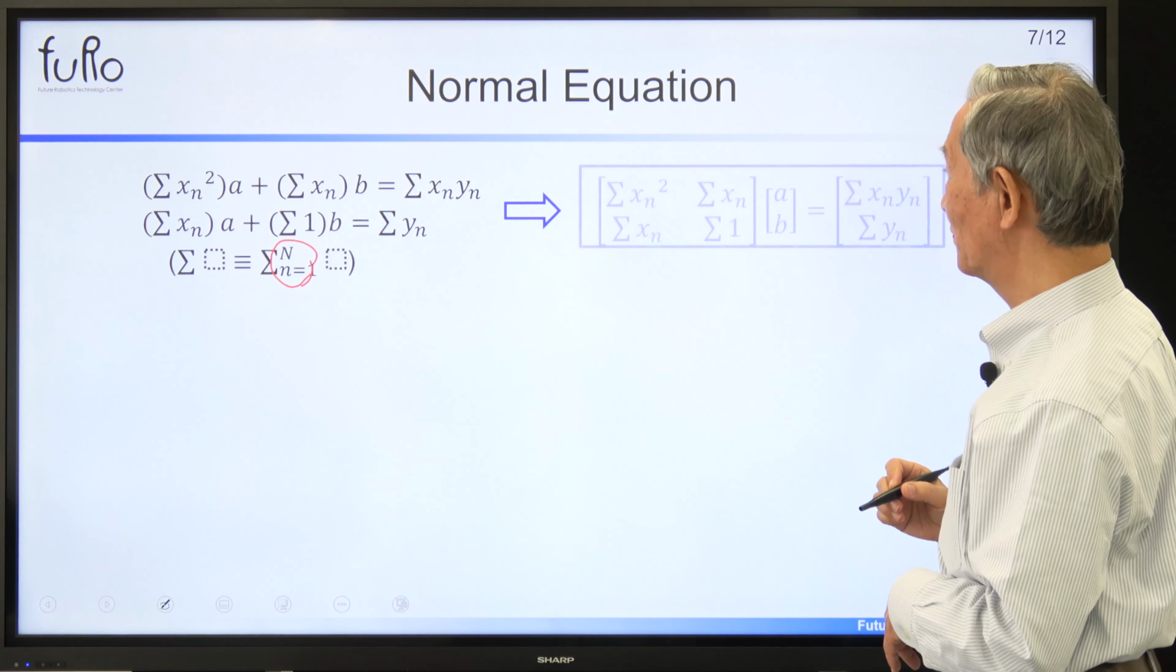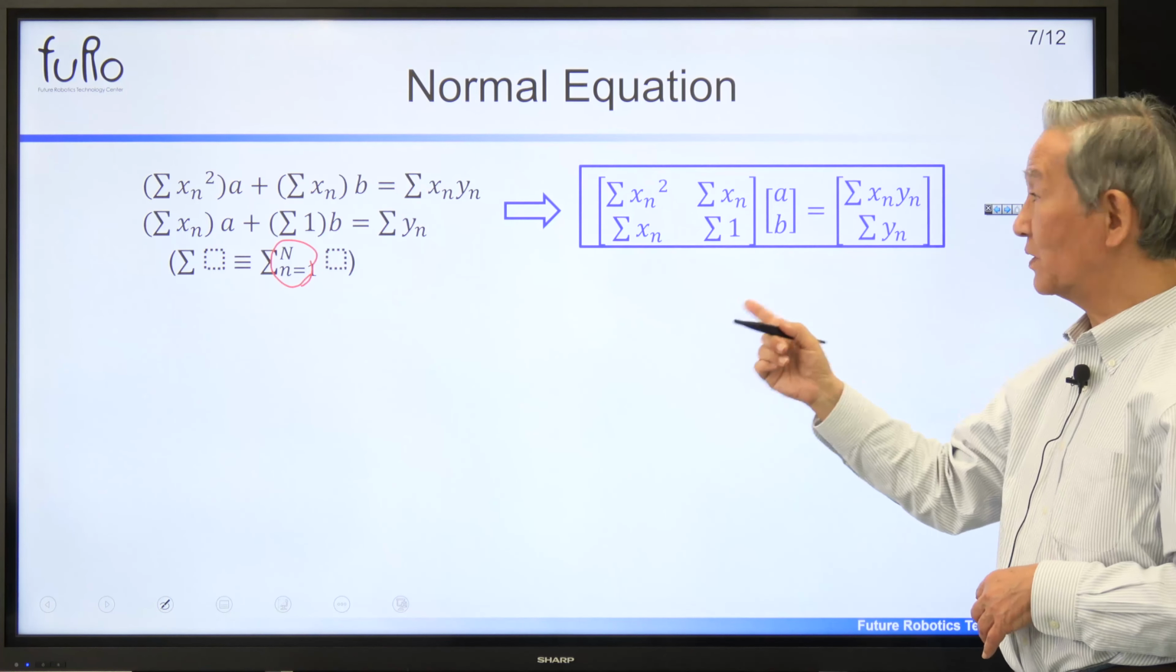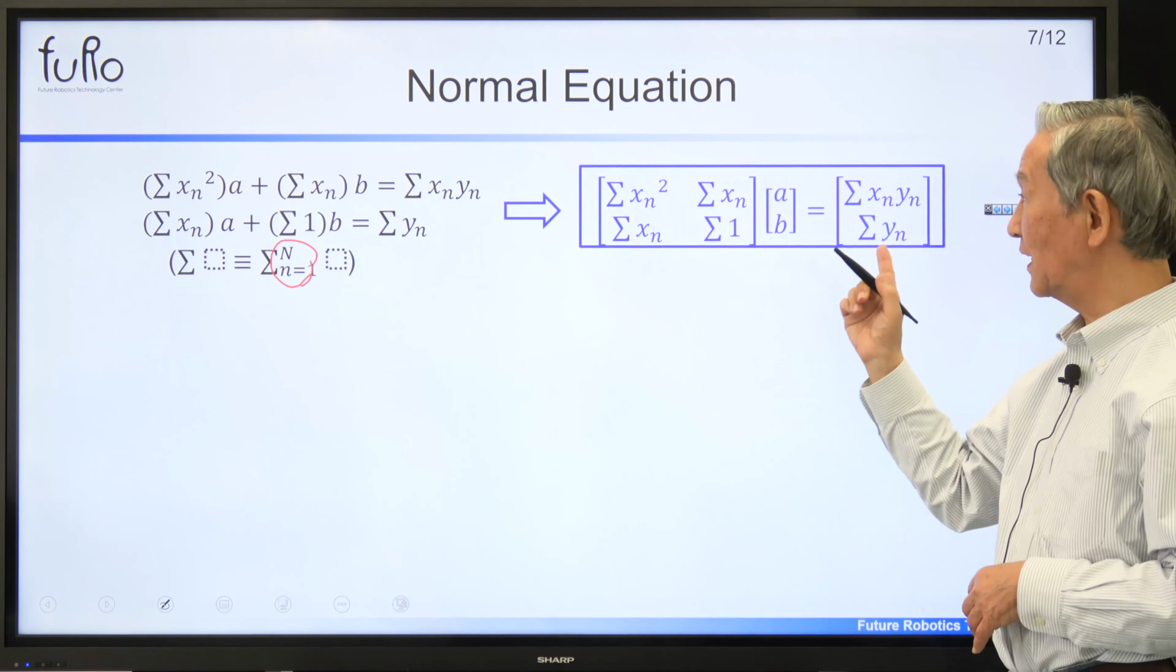Okay then, what do we do? We write those equations in vector matrix form, as we have done many times. So this is the form which has lots of beautiful symmetries and so forth. And this equation has a name, which is the normal equation. Okay. So a unique solution for this normal equation exists, which is the inverse of this matrix here multiplied by this constant vector here, right?